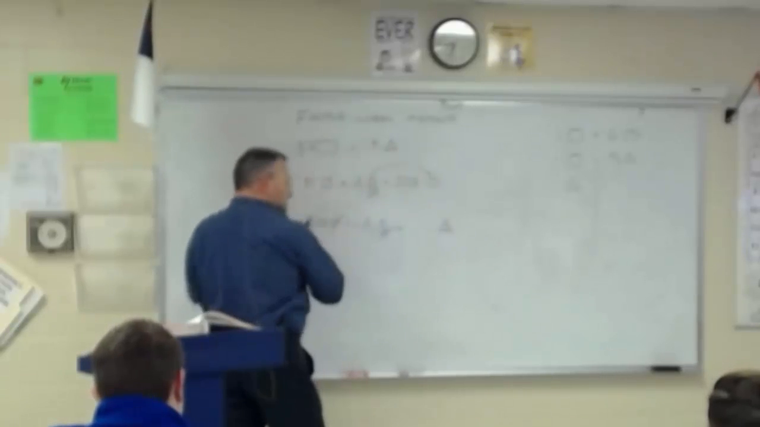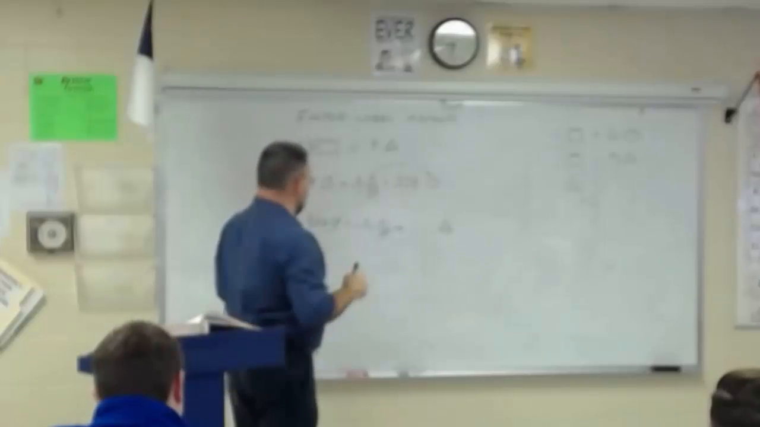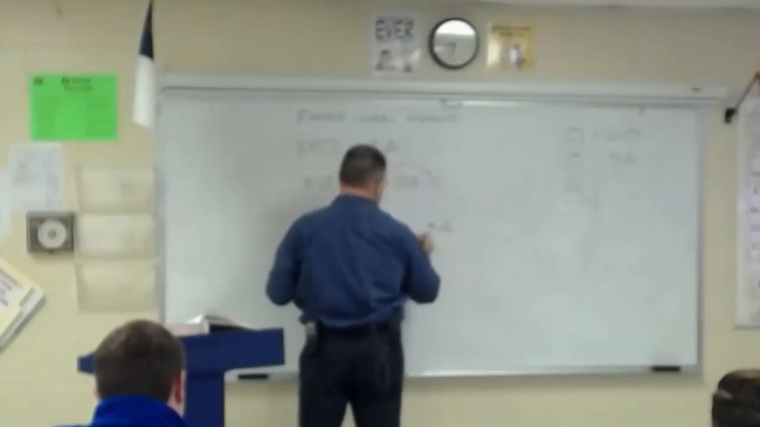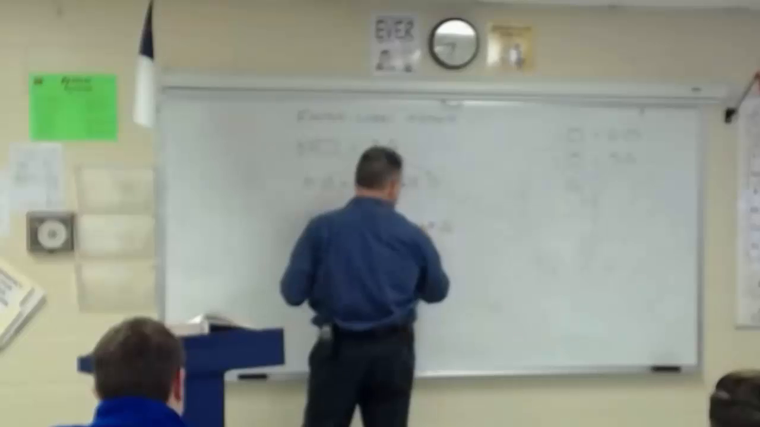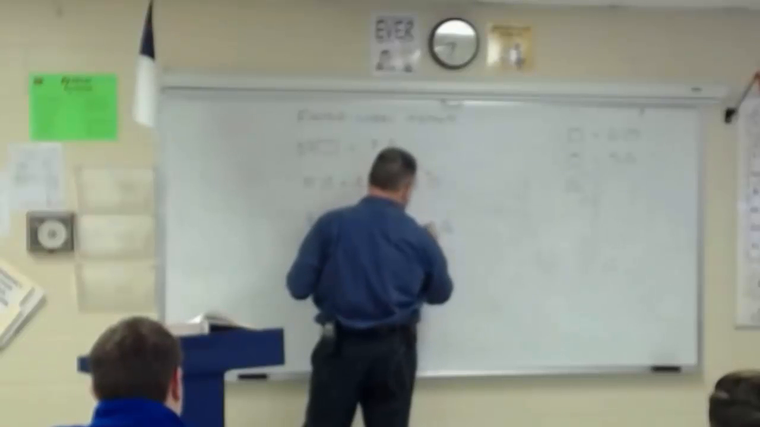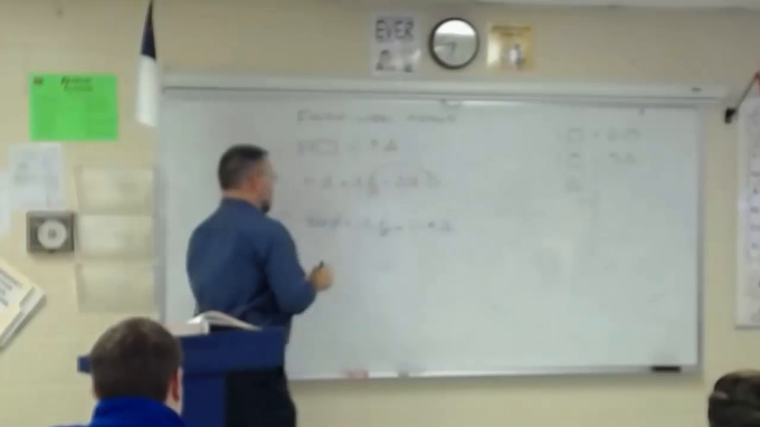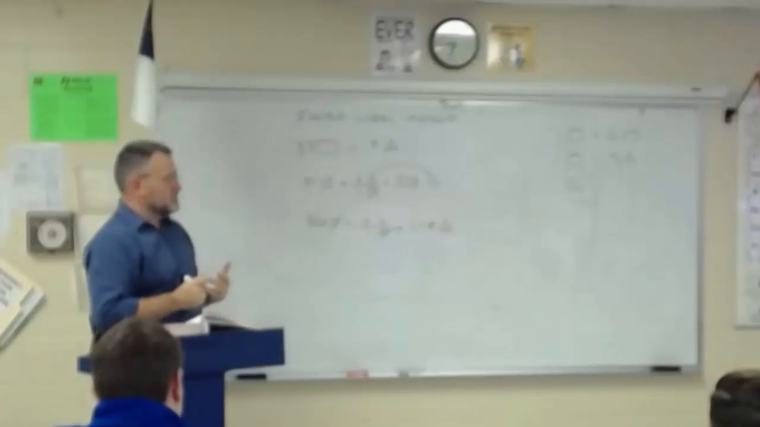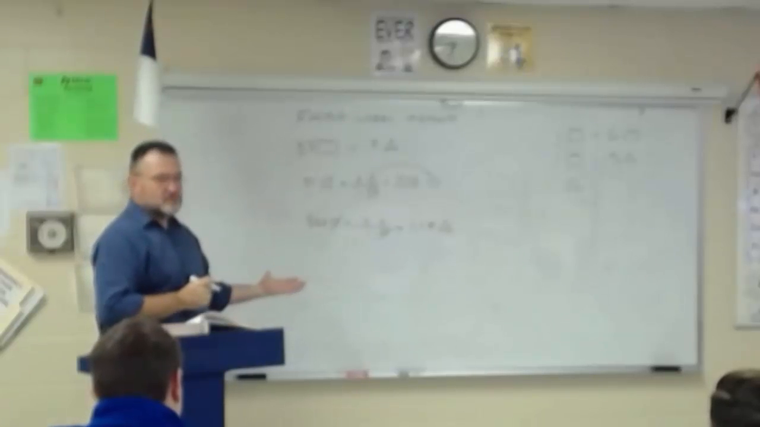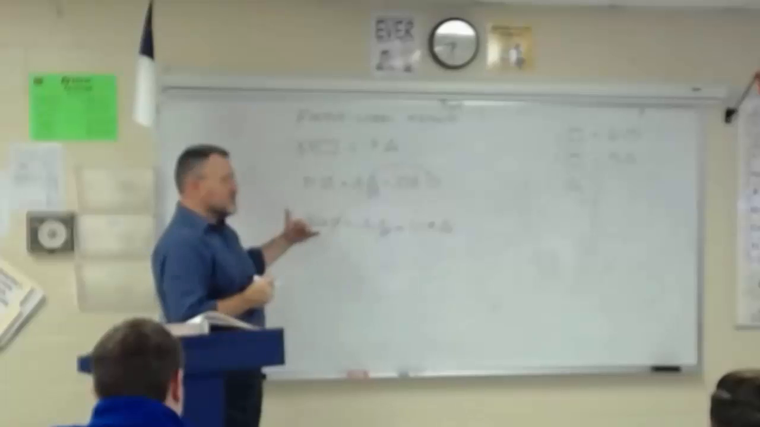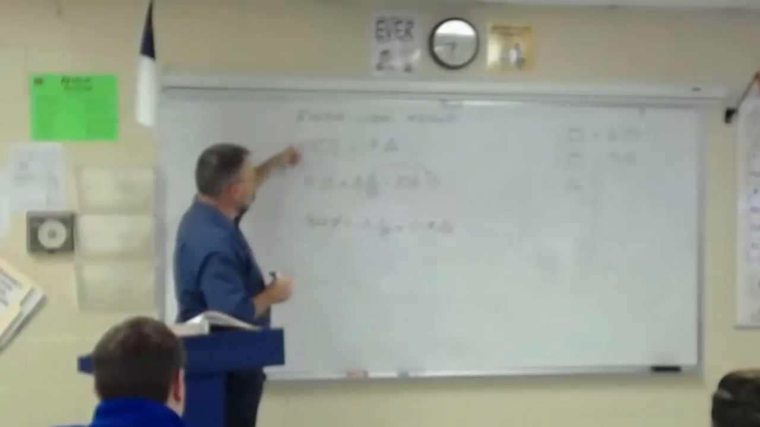Okay, good. Now it's 5 times 222. So 5 times 2 is 10, carry the 1, times 10 is 11, carry the 1 is 11. So 1,110 triangles is the same as 222 circles. Now this is a 2-step process. I went from squares to circles and circles to triangles.